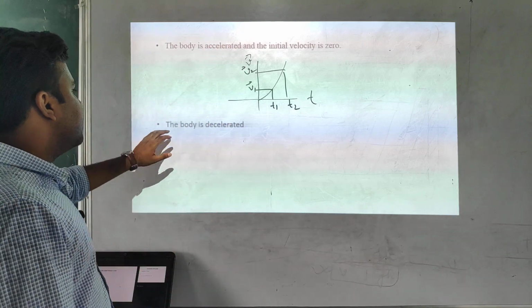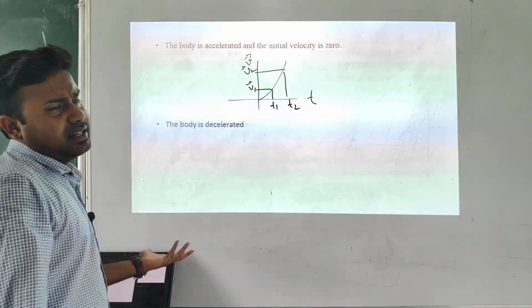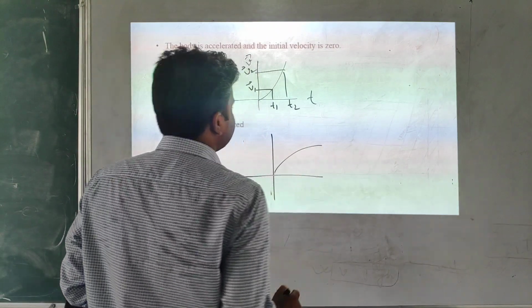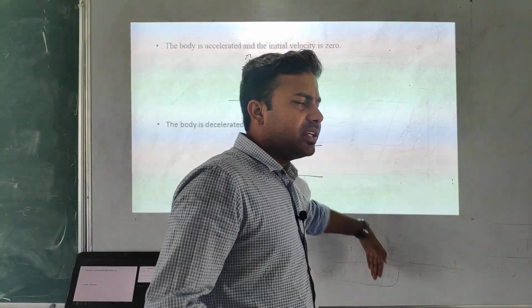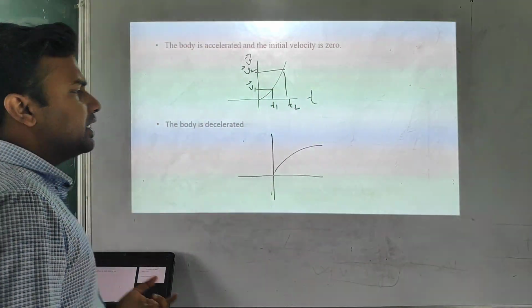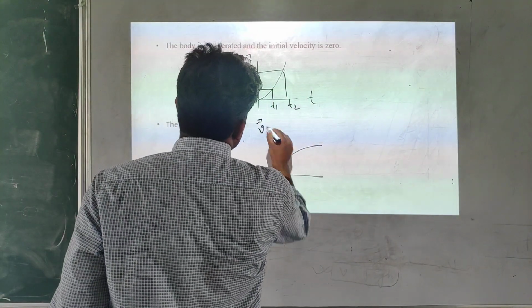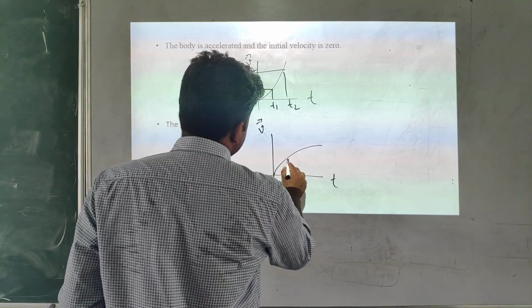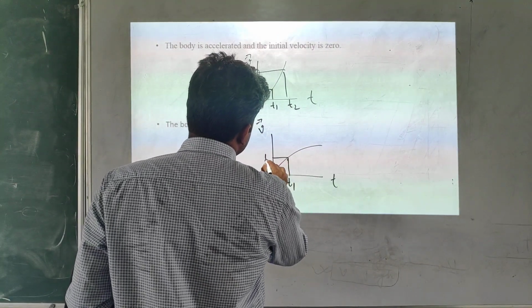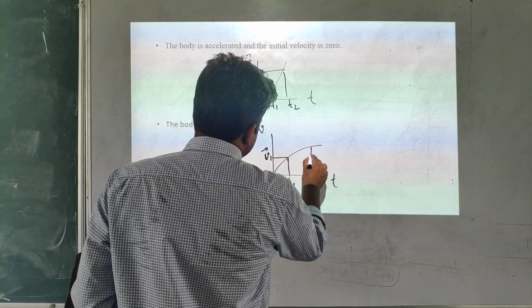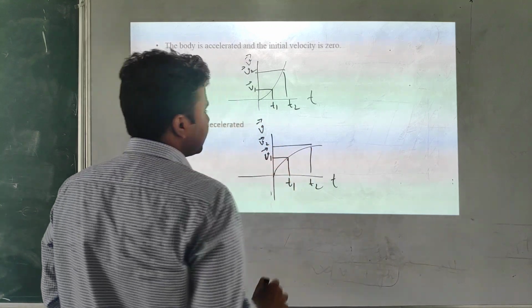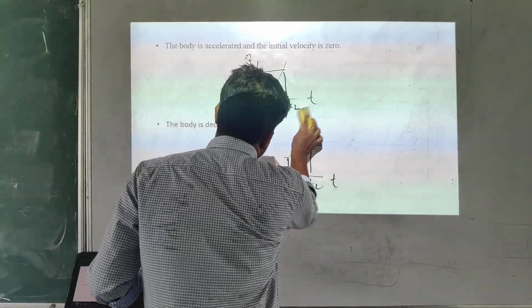Now the body is decelerated. Again, you will take the vice versa of this. After some time I know that it will tilt and become zero, and after that it will be negative. But if it is a case of deceleration and I am drawing just this part, look at this: with respect to time, at t1 you are getting v1, at t2 you are getting v2.